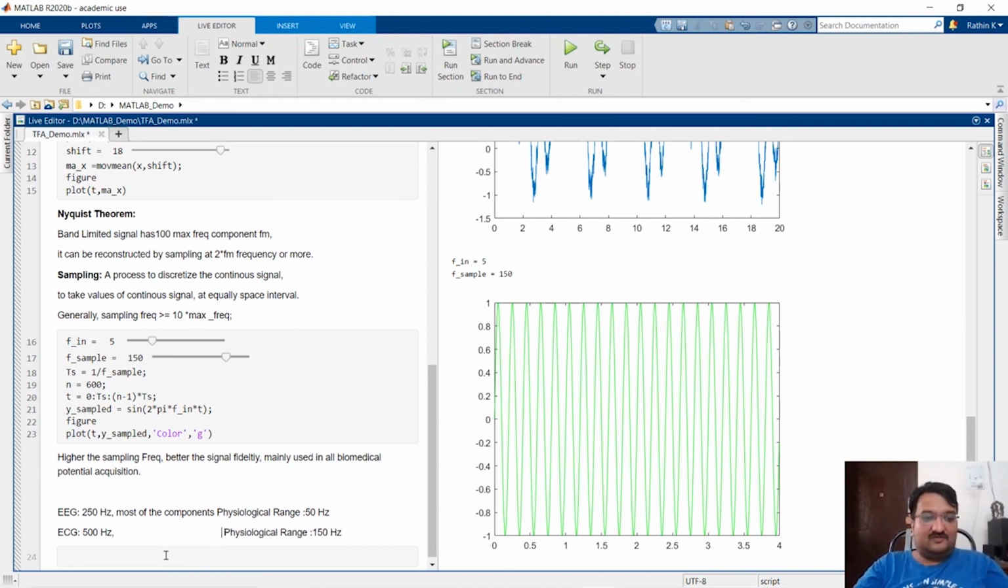But the moral of the story is, based on the physiological range, you should be able to at least approximate what the sampling frequency should be. Accordingly, you can reconstruct the original signal. So I believe you got some idea. Next time when we meet, we'll see how to map your time domain waveform to frequency using Fourier transform, and how the computation complexity differs when you perform the Fourier transform as per definition. Why FFT is called fast Fourier transform, we'll see in the next lecture.